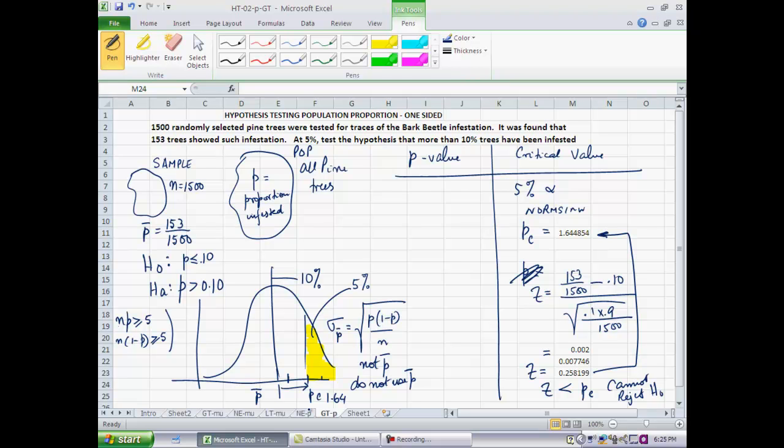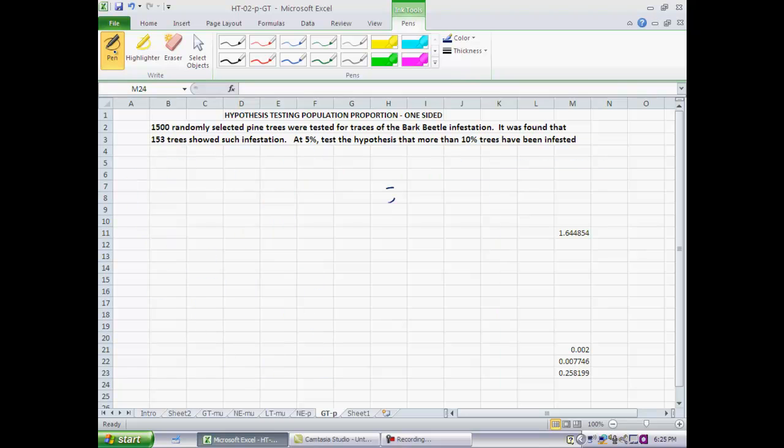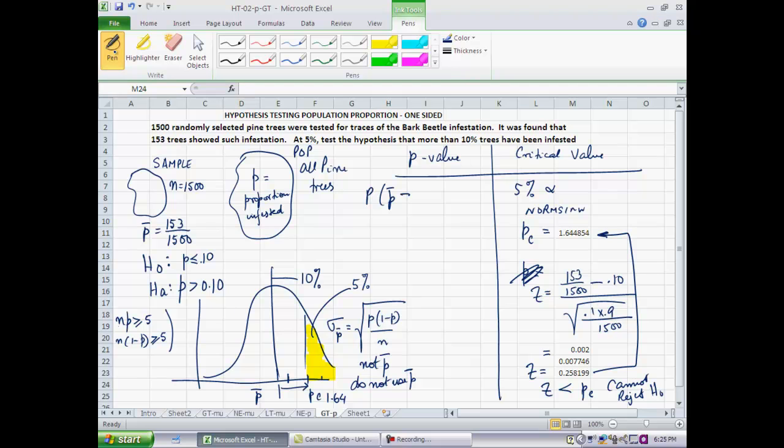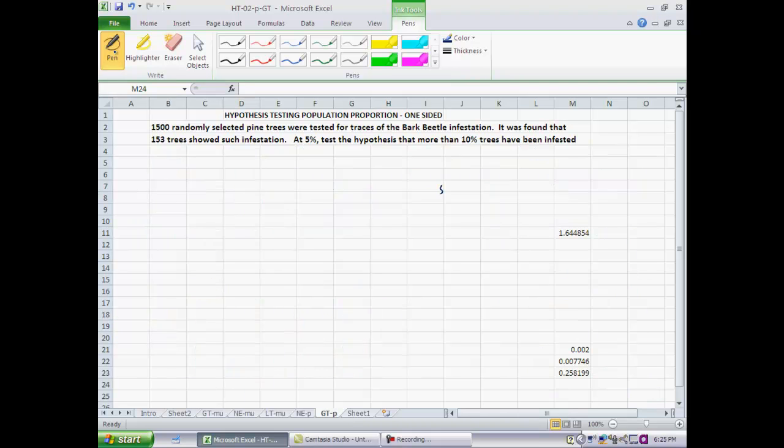Okay, there's not enough evidence to conclude that more than 10% trees have been infested. That is with the critical value method. Now let's see what we would get with the p-value method. With the p-value method, the question we are asking is, what is the probability that we would get a sample statistic of p bar equal to 153 divided by 1500 if in fact the null were true as an equality? So I want the probability of p bar being greater than or equal to 153 divided by 1500. That's the probability that I want to compute.